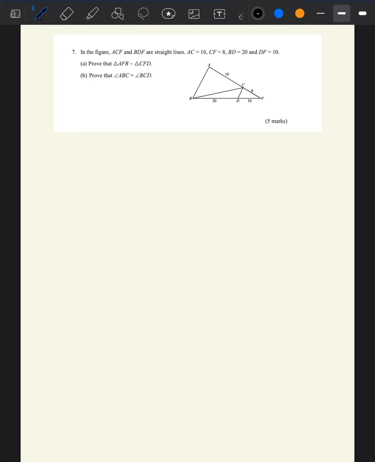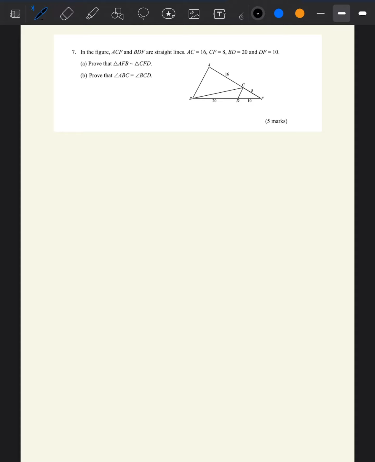So, hi, let's look at Chapter 9, Chapter Test, Question 7. The figure shows you that ACF and BDF are straight lines. AC is 16, CF is 8, BD is 20, DF is 10. All those numbers are written on the diagram as well. If there's a question where they didn't write the numbers into the diagram, it's always good practice to write them down so you can see it yourself.